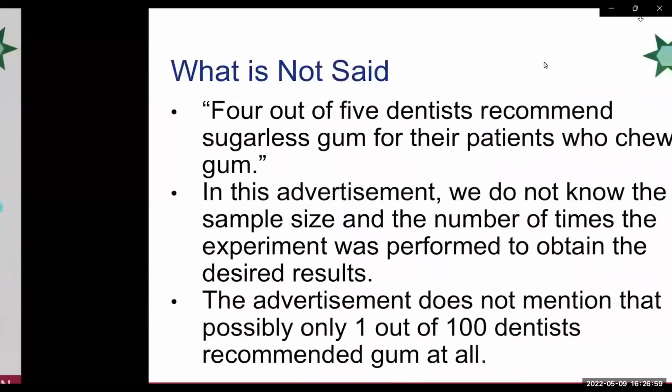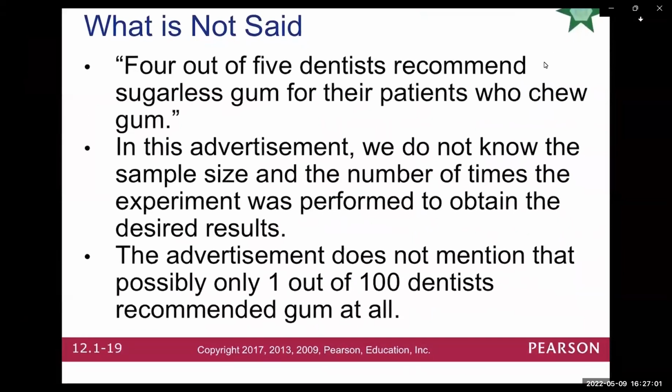All right, for example, what is not said? 4 out of 5 dentists recommend sugarless gum for their patients who chew gum. In this advertisement, we do not know the sample size. We don't know how many people were asked. Maybe they just asked 5 people, maybe 10, maybe 100. We just know that 4 out of every 5 recommend sugarless gum. So we don't know the sample size. That's one thing.